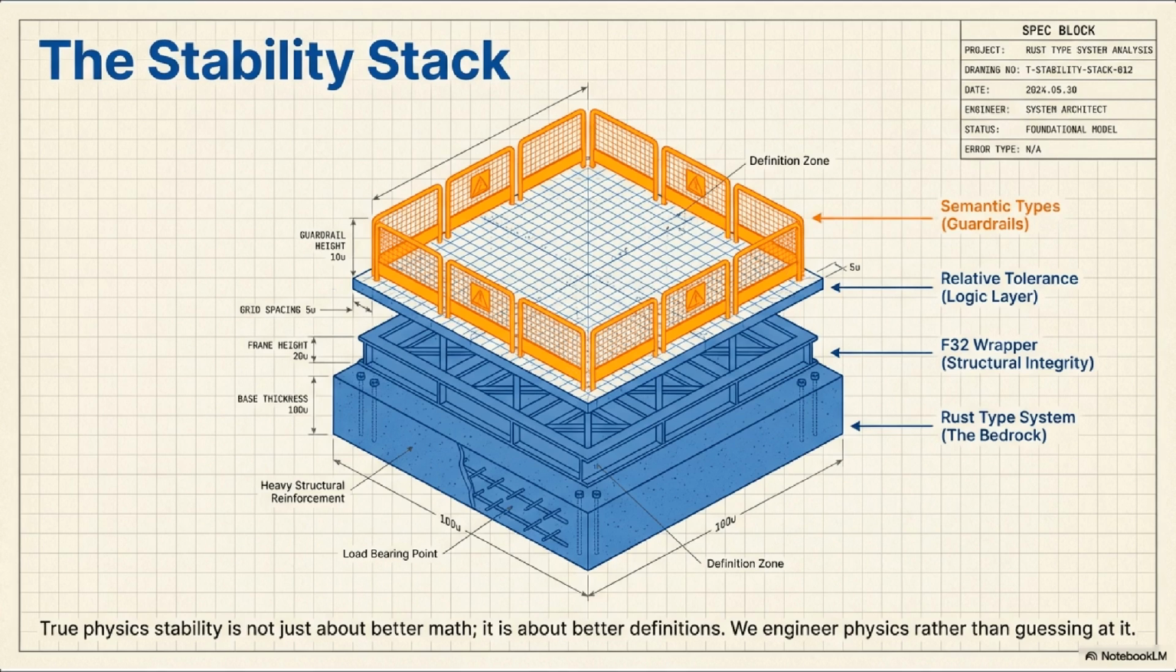And that really brings us to the final takeaway here. True stability in a physics engine isn't about finding better math. It's about engineering better, stricter definitions for the math you already have. It's about building safety in from the ground up. And when you see a solution this comprehensive, it really makes you wonder, what other silent killers are lurking in the tools we use every single day?